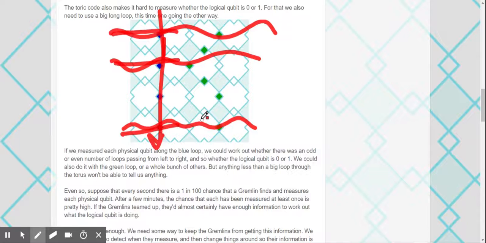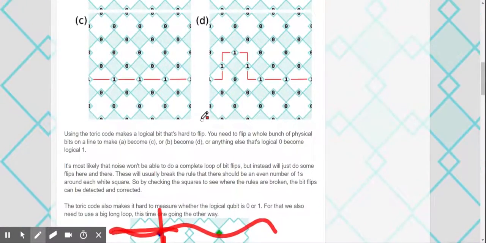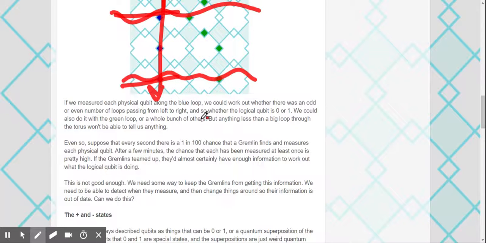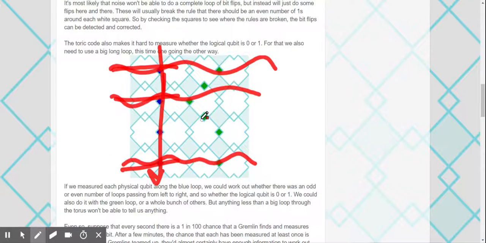But how do you do it with a big loop? I mean, yeah, because those at the end of the day must be ones, right? So you can pick whatever measurement path you want.